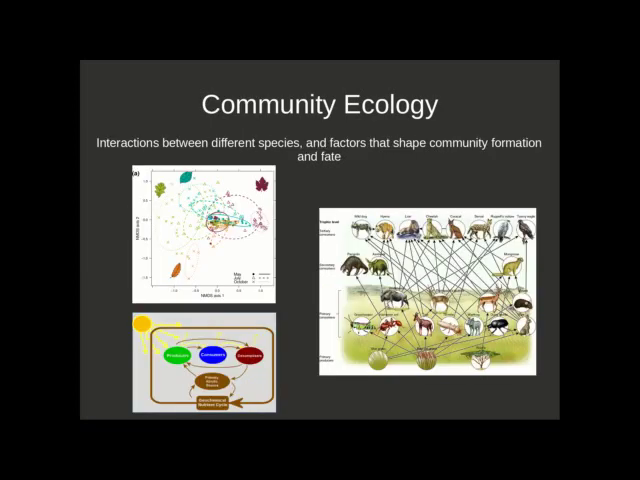Getting a bit more complex is community ecology. Now, a community is a bunch of different populations in the same spot. Here we're looking at things like food webs, community structure, competition for resources, parasitism, all that good stuff.